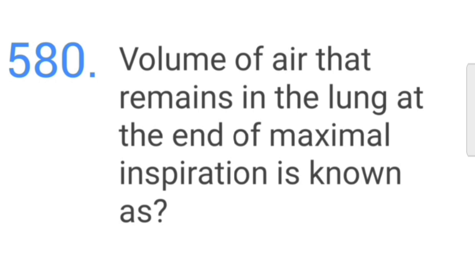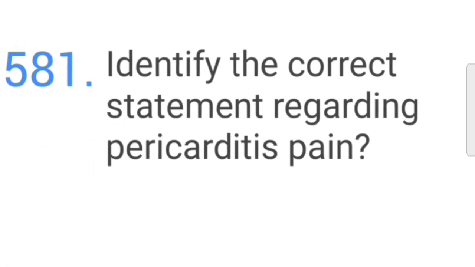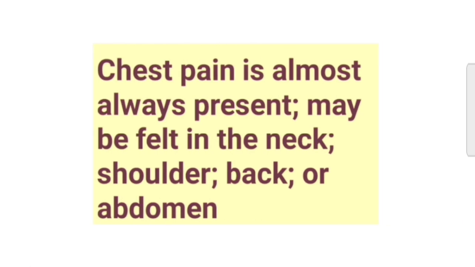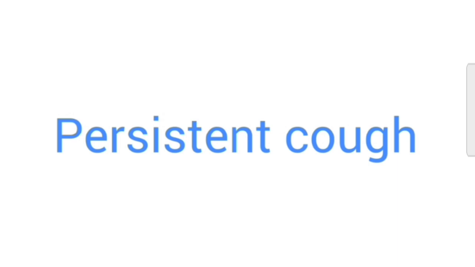Volume of air that remains in the lung at the end of maximal inspiration is known as residual volume. Identify the correct statement regarding pericarditis pain. Chest pain is almost always present, may be felt in the neck, shoulder, back, or abdomen. Appearance of U wave in ECG suggests hypokalemia. Early sign of cancer of lung is dash. Persistent cough.